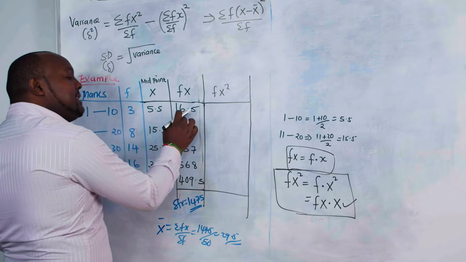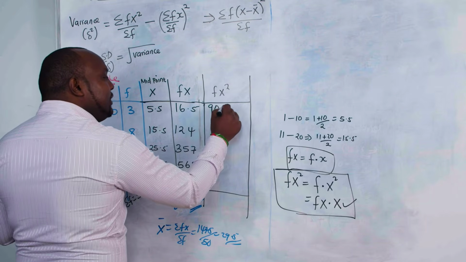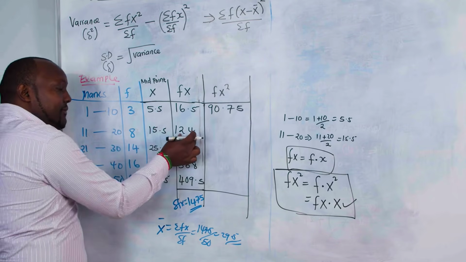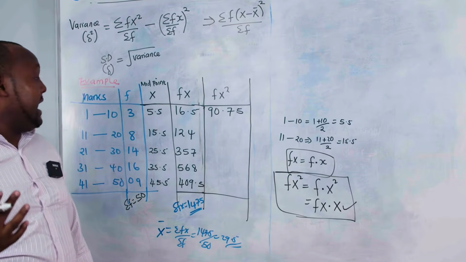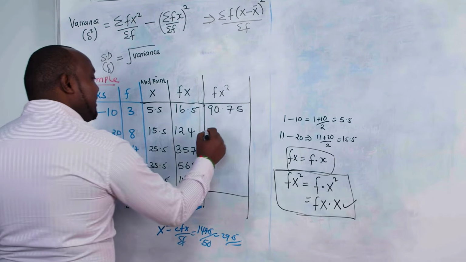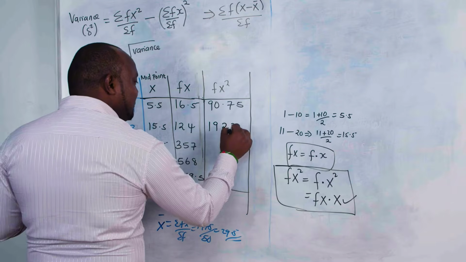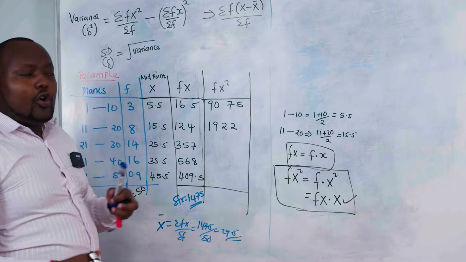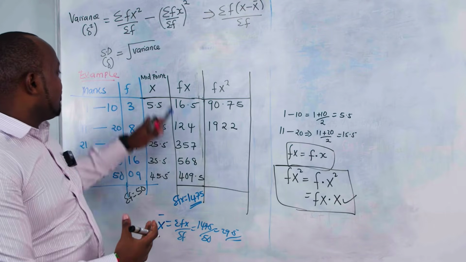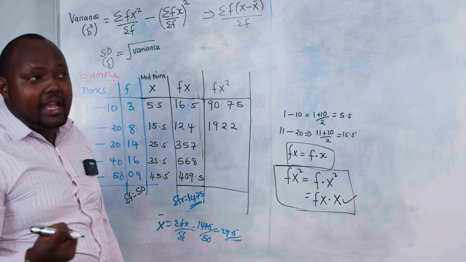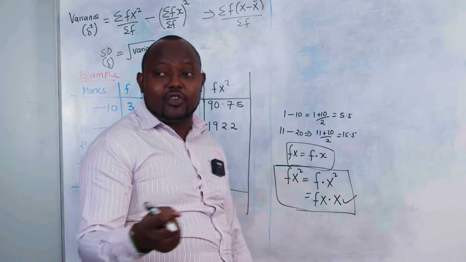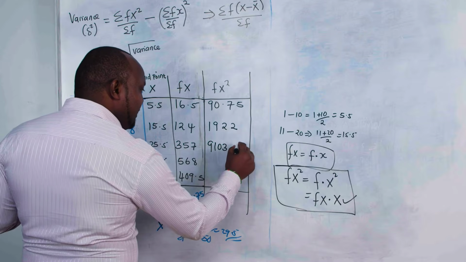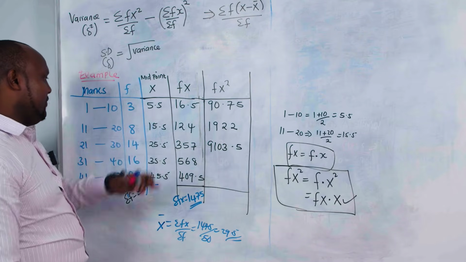So 5.5 times 16.5, you get 90.75. So again, you are going to take x times f of x. You multiply both this one and this one. We are going to get 1922. Again, we are going to take x times f of x. So this is the best way for you because we already have those columns. So it will make our work much easier. So in this case, we are going to get 9103.5.